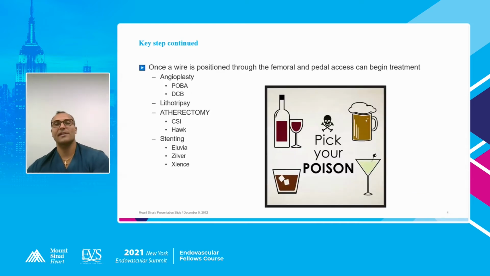Once a wire is snared through and through, you can essentially pick your poison as to how you want to treat the lesion. You can go with angioplasty, whether it's drug-coated balloon or not, lithotripsy, atherectomy systems, again, your choice of atherectomy system, and then your choice of stent. Typically for the SFA and popliteal segment, I'll use drug-coated stents like the Eluvia or Zilver. When it goes below the knee and I have to stent, I typically will use Xience or some other drug-eluting coronary stent.